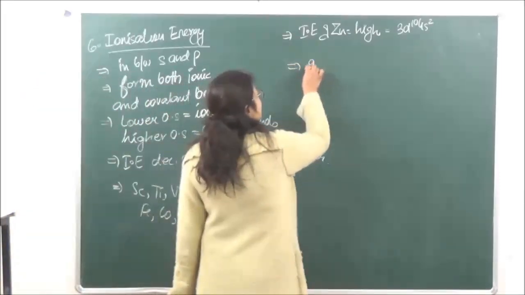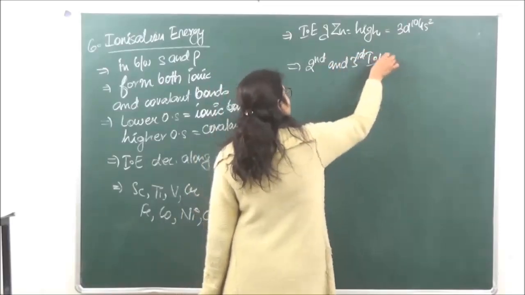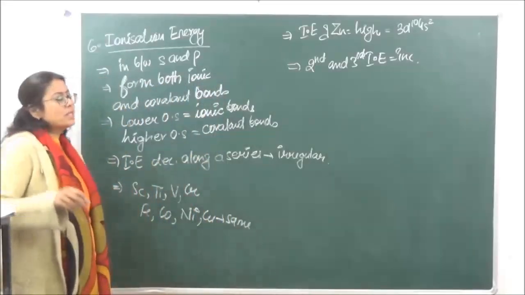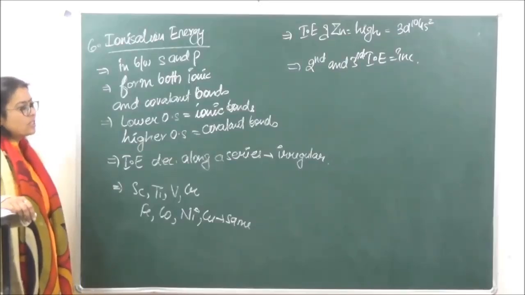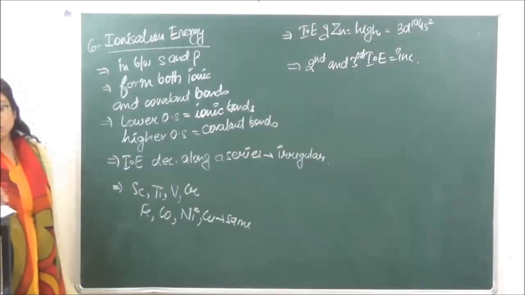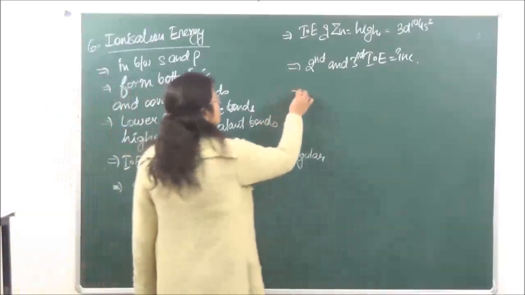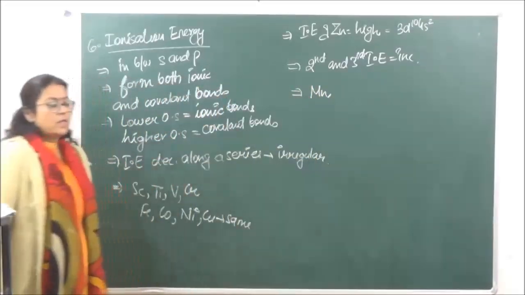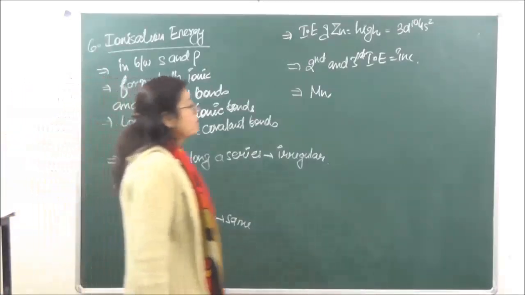So now what do we understand by second and third ionization energy? Second ionization energy is the energy required to remove the second electron, and the third ionization energy is the energy required to remove the third electron. Okay? So they will also keep on increasing. When we're talking of the third ionization energy of manganese, it is very, very high.